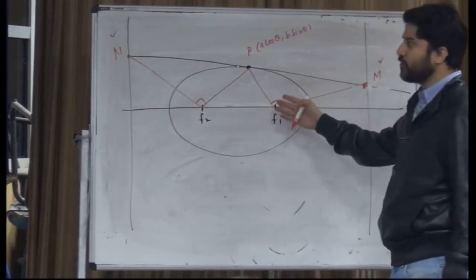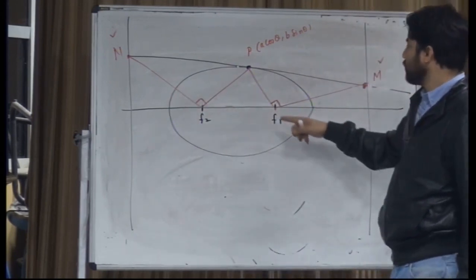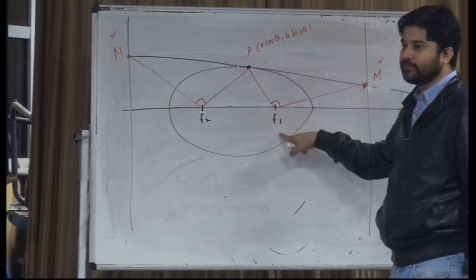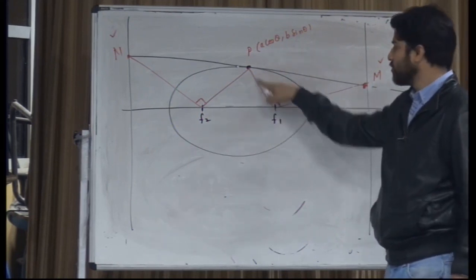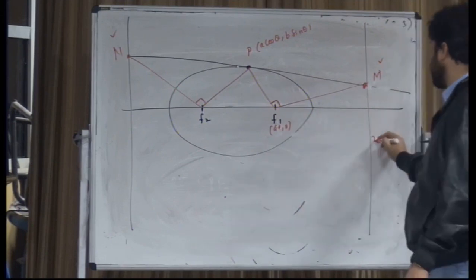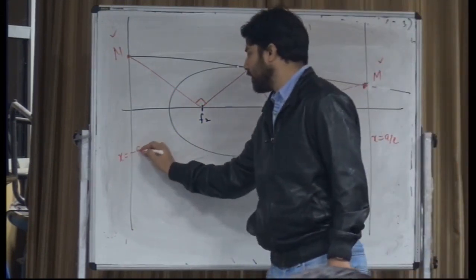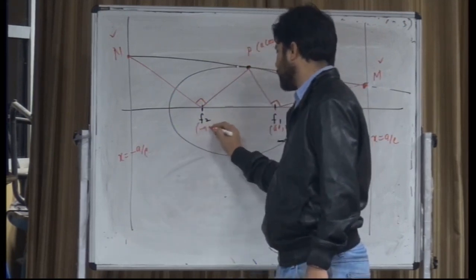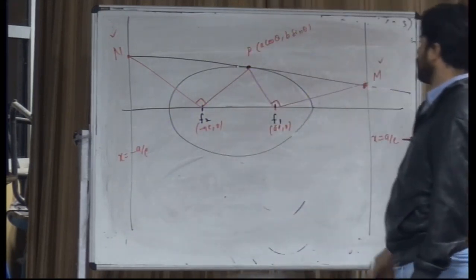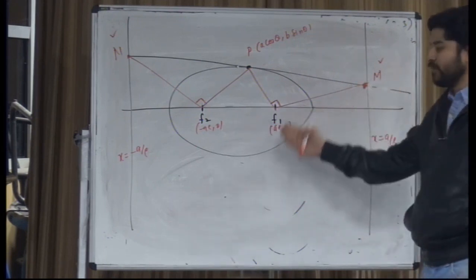First prove one triangle, the other will automatically be proved by symmetry. Do you know the slope of PF1? Can you find the slope of PF1? This is ae comma 0, right? This is x is equal to a by e. This is x is equal to minus a by e. This is minus ae comma 0. Can you find the slope of PF? Can you find the slope of F1M?